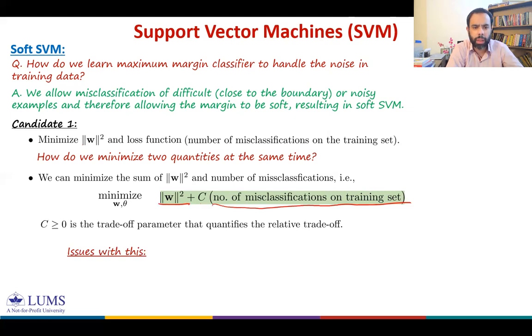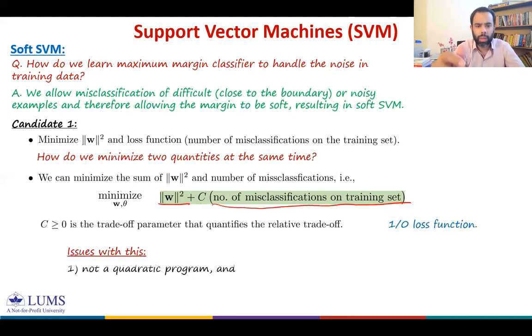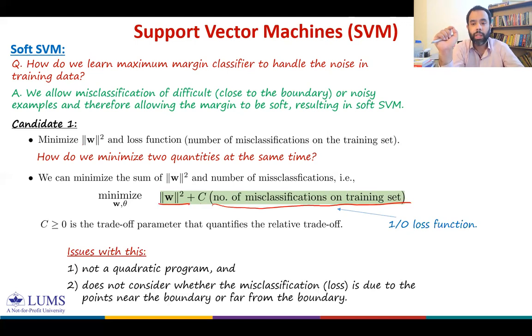What's wrong with this minimization problem? First, this is not a quadratic program because the loss function here is a 0-1 loss. It's simply counting the number of misclassifications. It does not distinguish between near misses or very large, disastrous errors. So it will treat the point close to the boundary or the point far from the boundary equally, right?